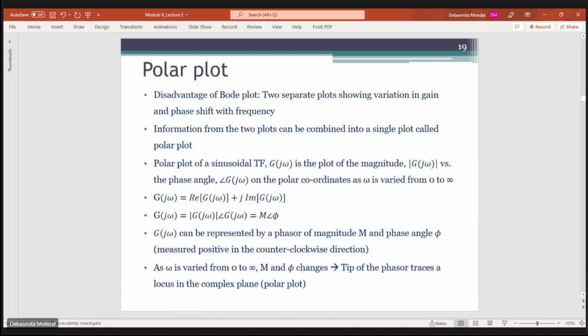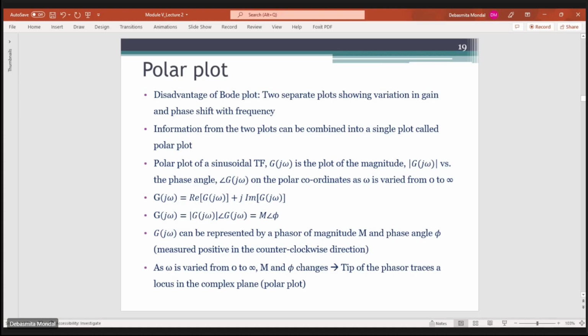So do you have any doubts in how to construct this Bode plot and how this analysis is being done? So any doubts till now? Okay, since no one is responding, I'm guessing it's all clear to you.